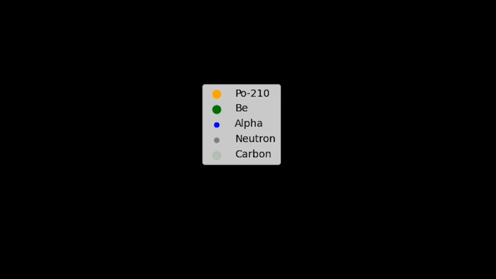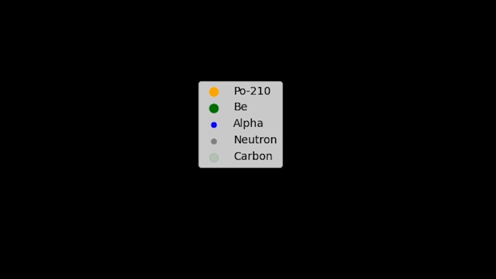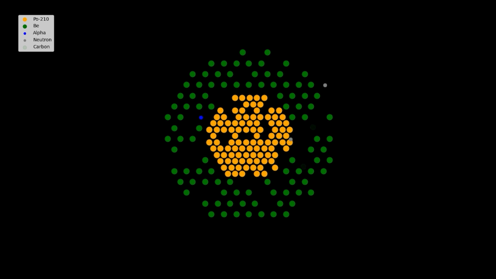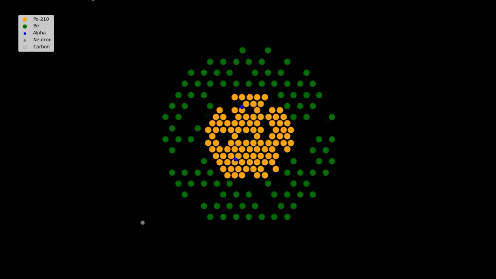Let's start with 2 different nuclei: polonium-210 in yellow and beryllium in green. Over time, the polonium decays by releasing an alpha particle, shown in blue, which strikes the beryllium, causing it to split into carbon and a free neutron. It's an elegant solution to generate neutrons without electronics. The problem?